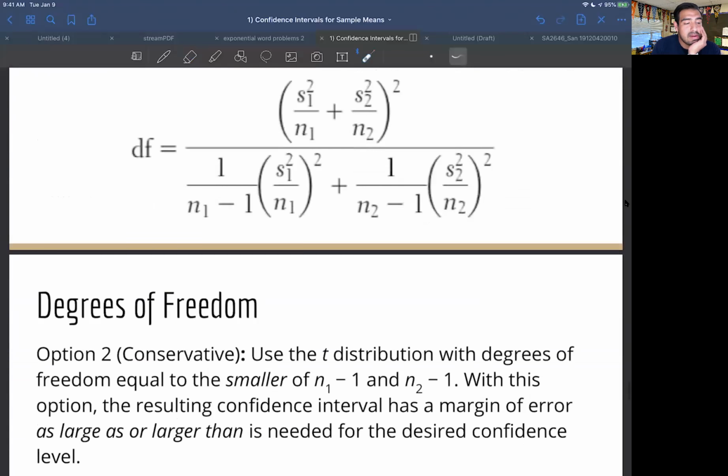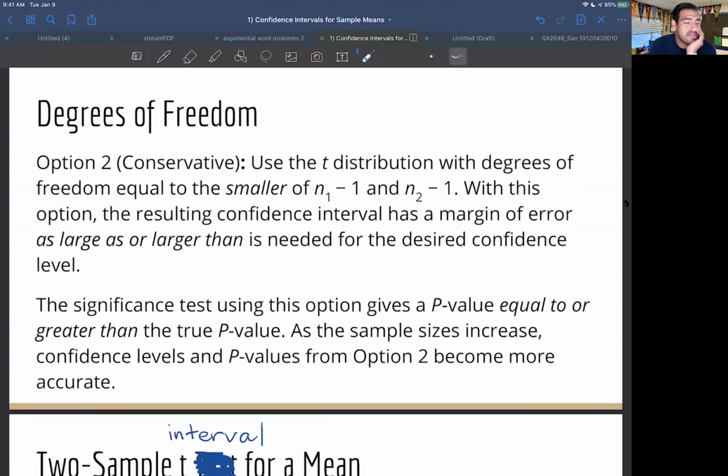If you are doing it by hand, just to be conservative, take your two sample sizes, right? You're going to use the t distribution with degrees of freedom equal to the smaller of the two sample sizes minus 1. With this, it's just going to allow us to be more conservative in the area that we're using for our distribution. So always pick the smaller sample size and pick your t distribution based off of that.